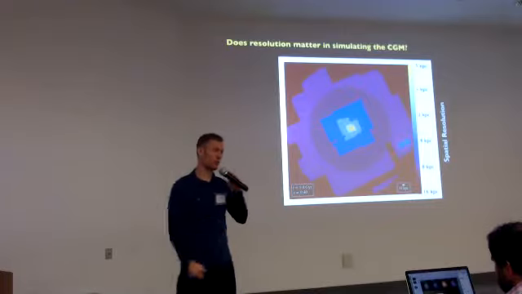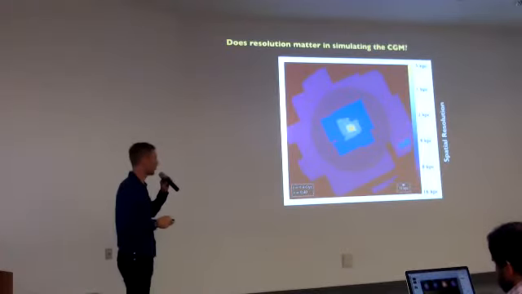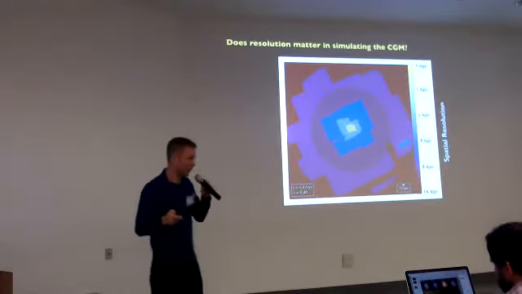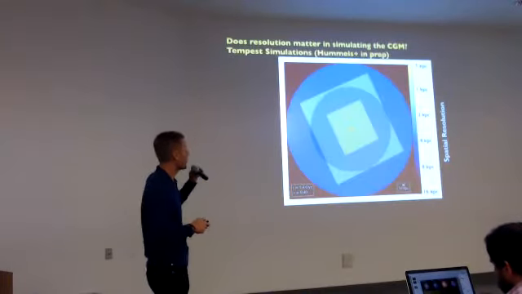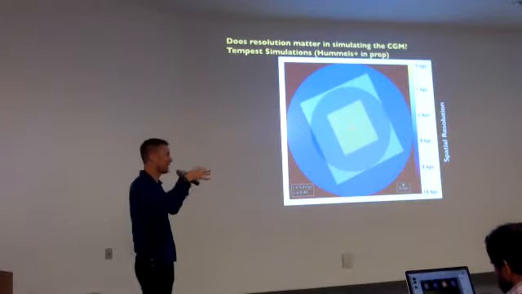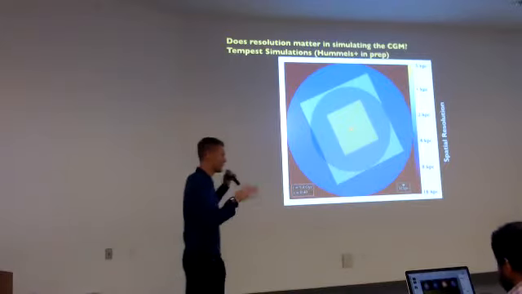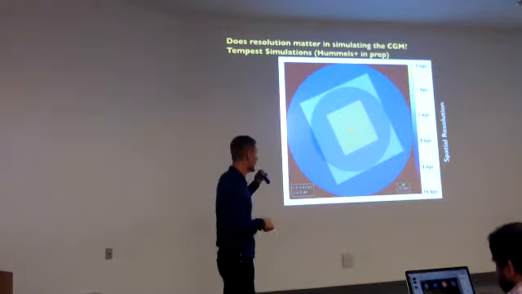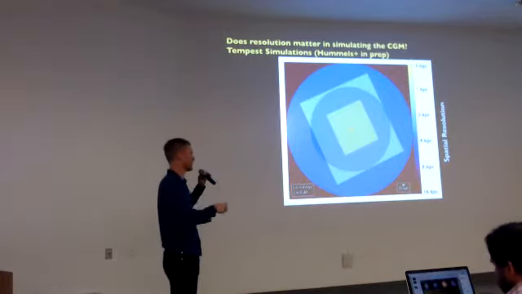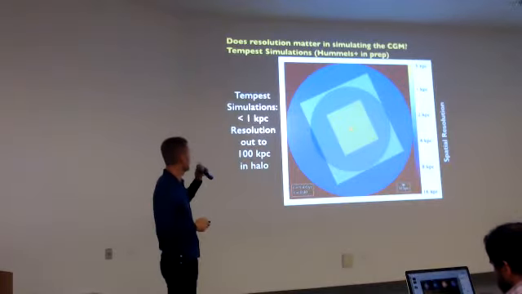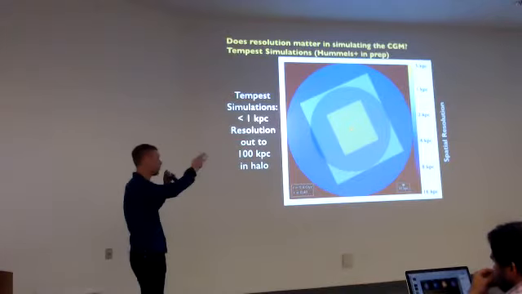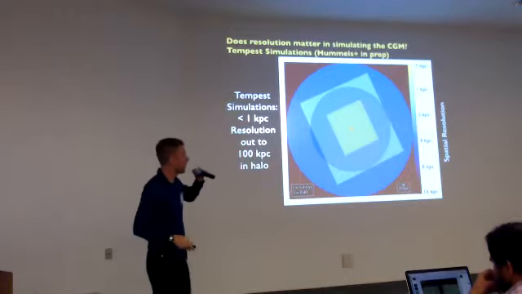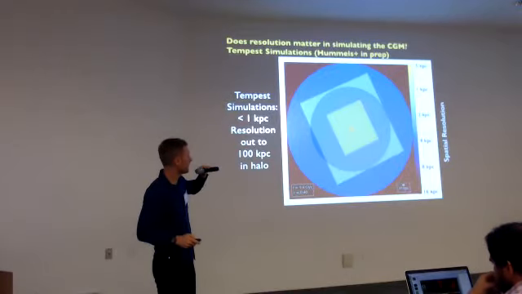So collaborators of mine and myself are running some simulations called the Tempest simulations, where we force higher resolution in the halo in order to avoid these problems. It still allows AMR due to density in case there are density structures that come in, but we're forcing resolution in the outskirts. These Tempest simulations are run using the Enzo code, and we're claiming better than 1 kiloparsec spatial resolution out to 100 kiloparsecs proper in the halo.